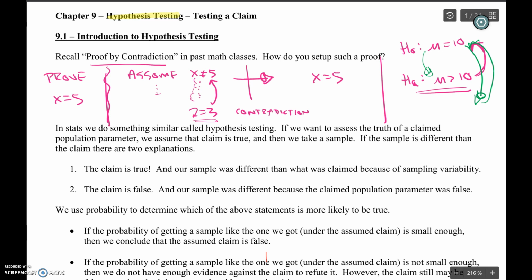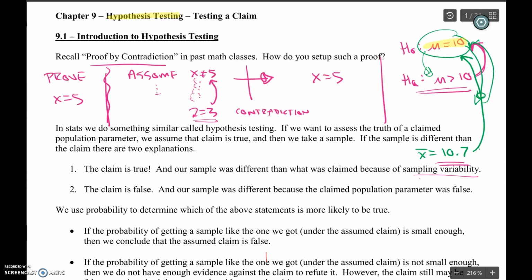So if we want to assess the truth of a claimed population parameter, for example this, we assume the claim is true and then we take a sample. If the sample is different, and it usually is, right? Our sample is going to be maybe 10.7 or something. If this is different than 10, then there's two explanations. One is that the claim was actually true, and the only reason I got this value was because of random sampling. When you take a sample, one sample might have a little higher mean and one might have a lower mean. So chance variation, sampling variability.